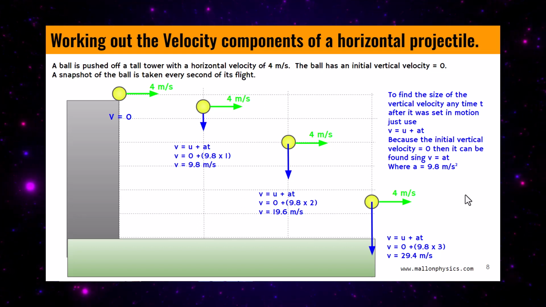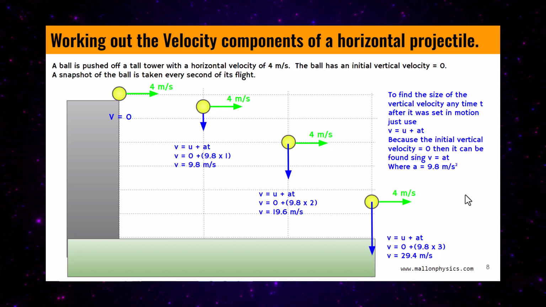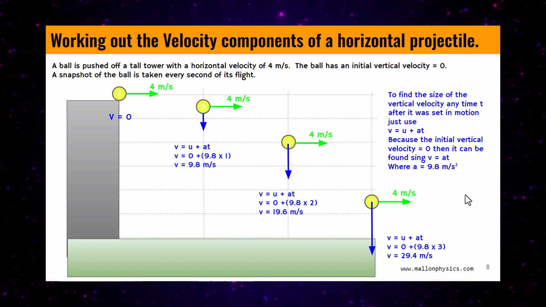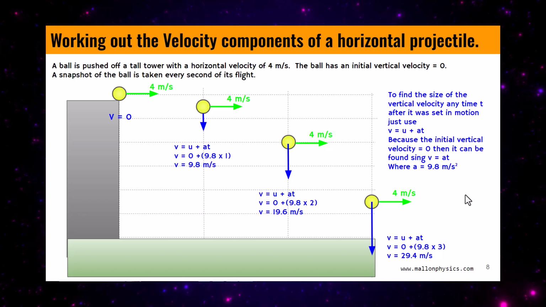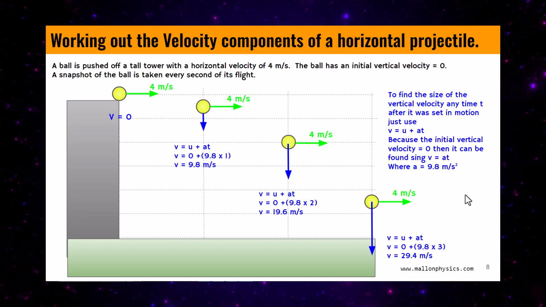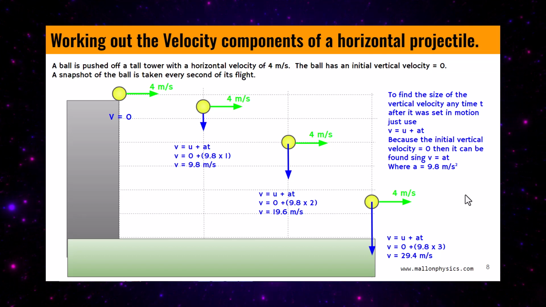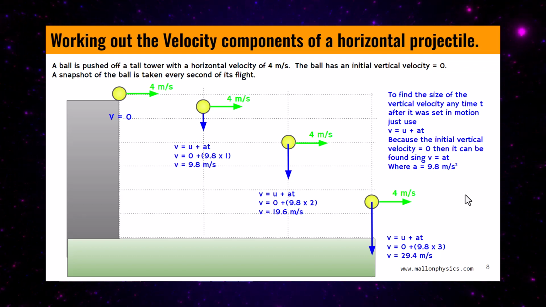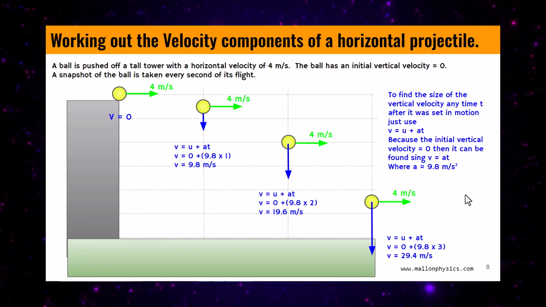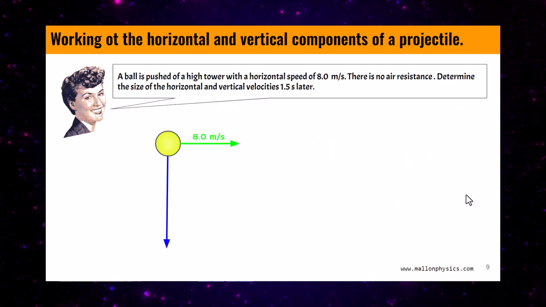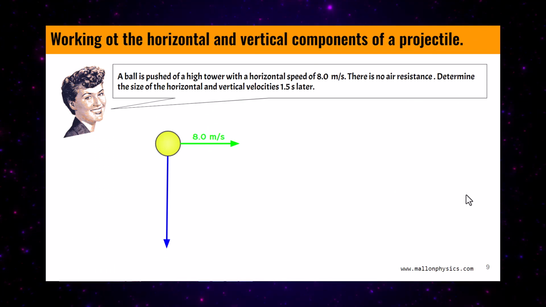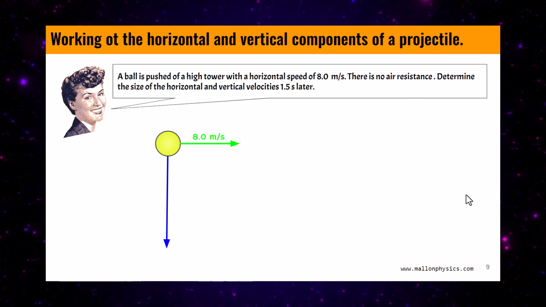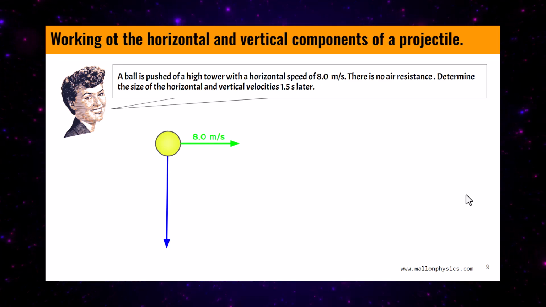The horizontal velocity stays the same because it's not accelerating in the horizontal part, but the vertical velocity does because it's accelerating due to the force of gravity, and it accelerates with an acceleration of 9.8 meters per second every second. So every second its velocity is going to increase by 9.8 metres per second. Now, at any time in that flight, I can work out the two components of that ball's velocity.